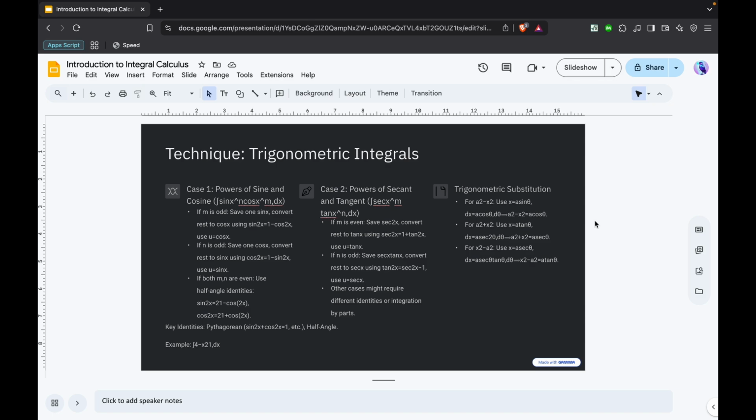Now the first case is of course powers of sine and cosine. The second case is powers of secant and tangent, which is really the trigonometric integrals. But trigonometric substitution is kind of also part of it, so I decided to include it in this slide.